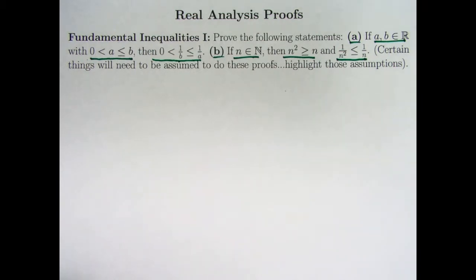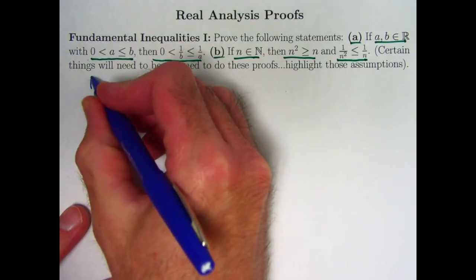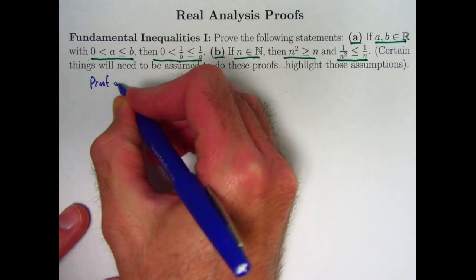Certain things are going to need to be assumed to do these proofs. We can highlight those assumptions. I don't really want to take a strong axiomatic approach to these things. I want to assume that you know certain things as true. We're not going to prove those things from scratch. That's definitely something that can be done, and your teacher may want you to prove more basic things from scratch or use those things from your textbook. I'm going to assume certain things, and I'll just highlight what those are as we go. So let's look first of all at the proof of A.